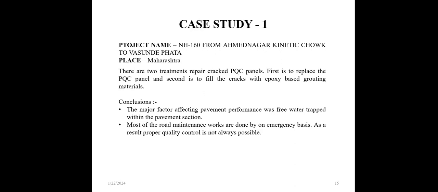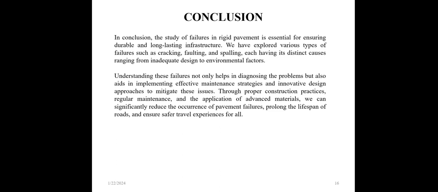Conclusion: the major factor affecting the pavement was free water trapped within the pavement section. Most of the road material maintenance work is done on an emergency basis. As a result, proper quality control is not always possible.